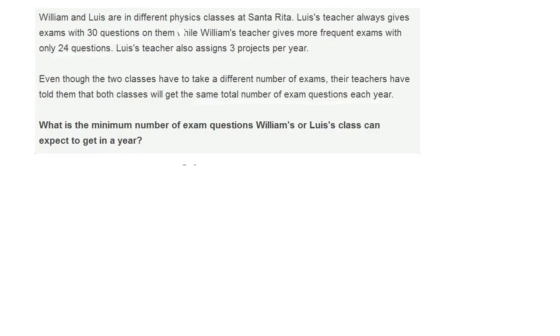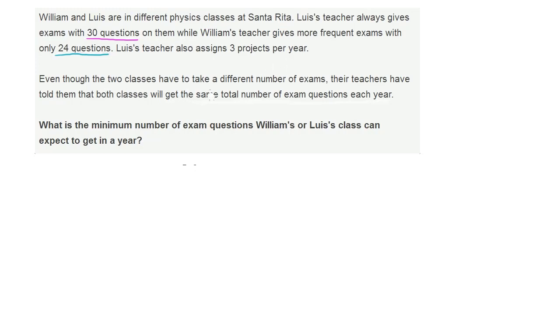William and Luis are in different physics classes at Santa Rita. Luis's teacher always gives exams with 30 questions on them, while William's teacher gives more frequent exams with only 24 questions. Luis's teacher also assigns 3 projects per year.